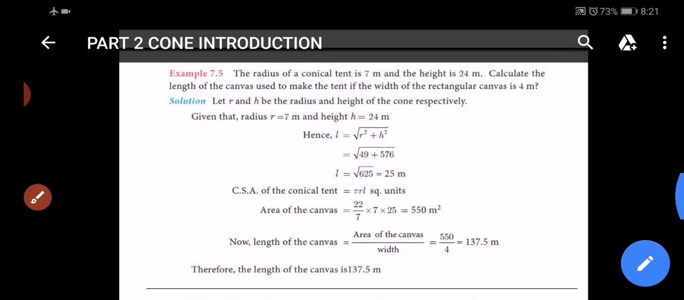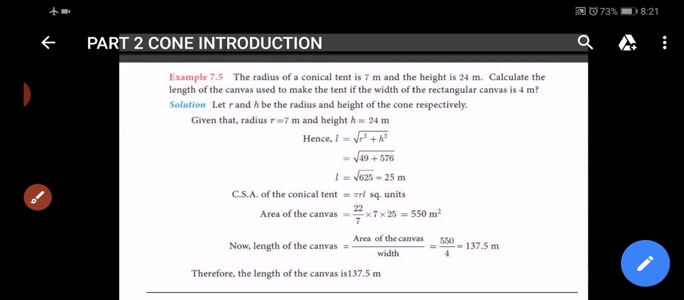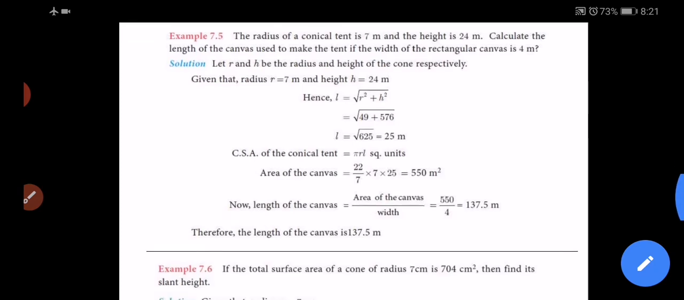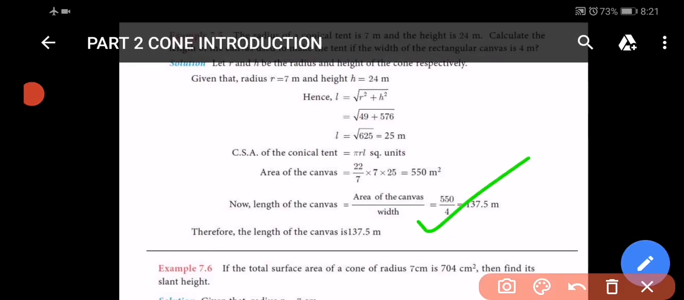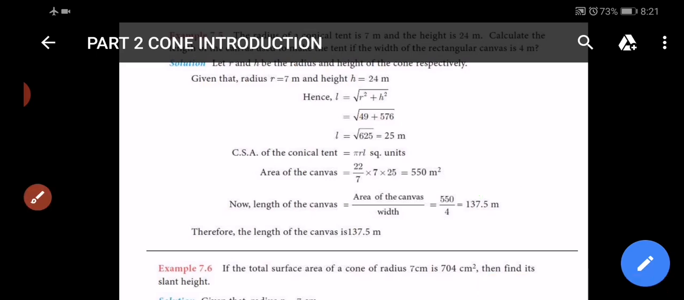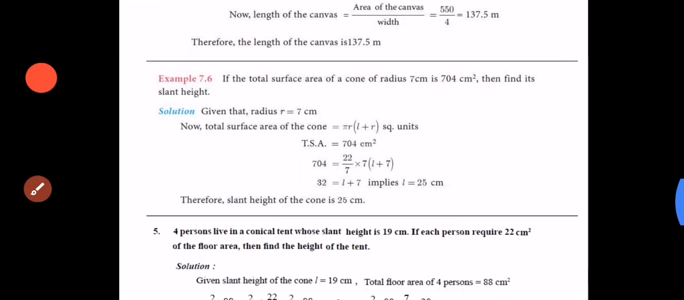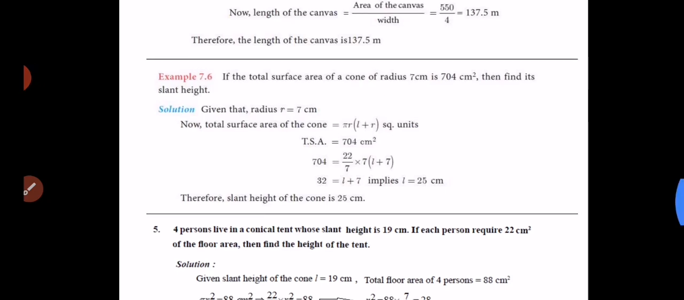So in the conical tent, total area of the canvas needed is 550 meters square. From this we have to find the length of the canvas. It is equal to total area divided by width. It is equal to 137.5 meter. So any doubts? Okay. So do the calculations. You only take rough work. So second one completed, and third sum, example 7.6.